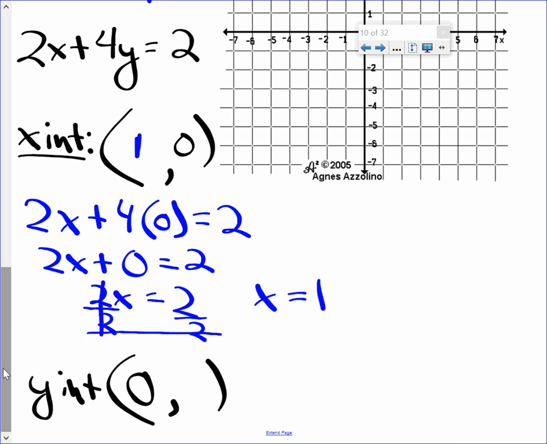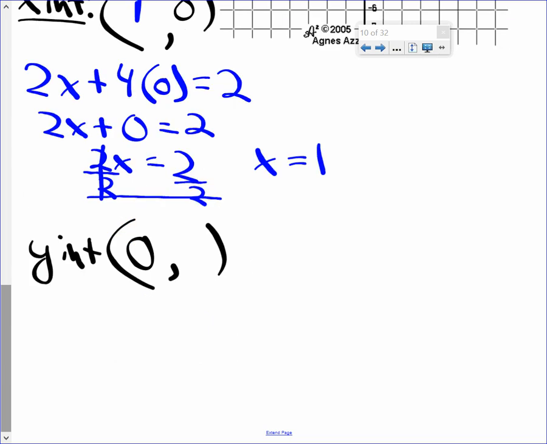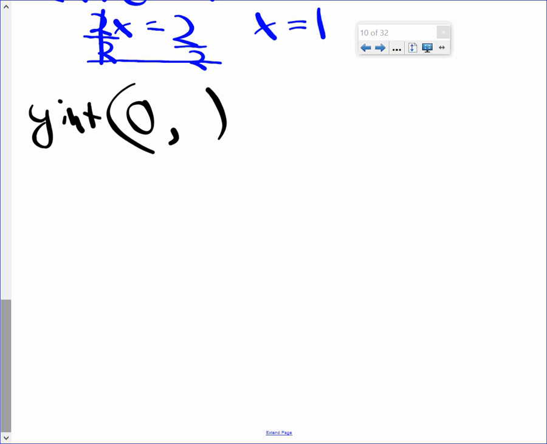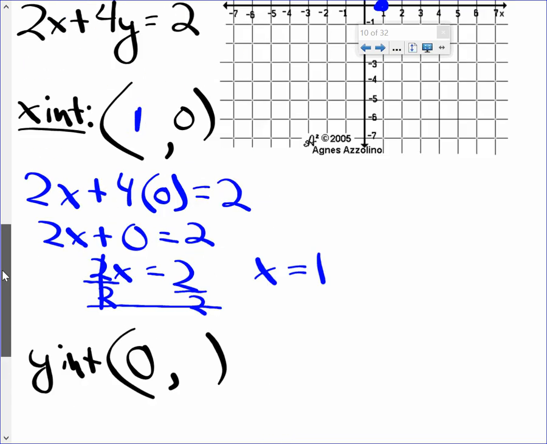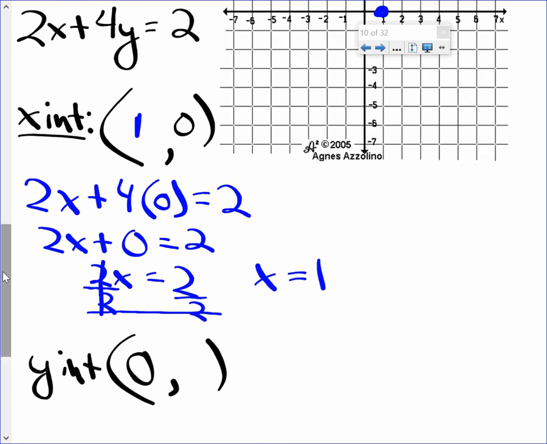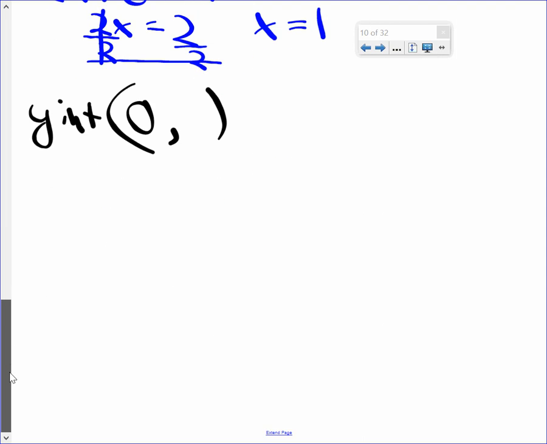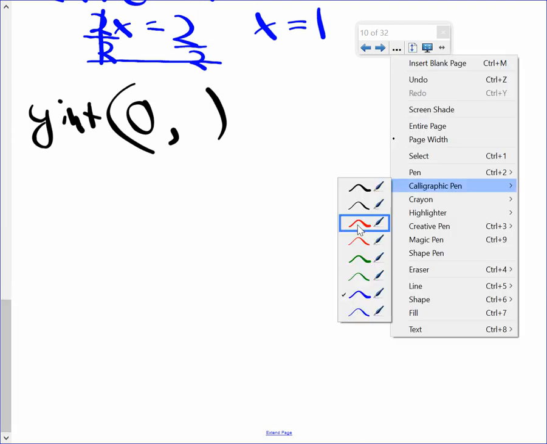Help me with this one. Good idea. Here we go. 2x plus 4y equals 2. So let's find the y-intercept now. Here we go.